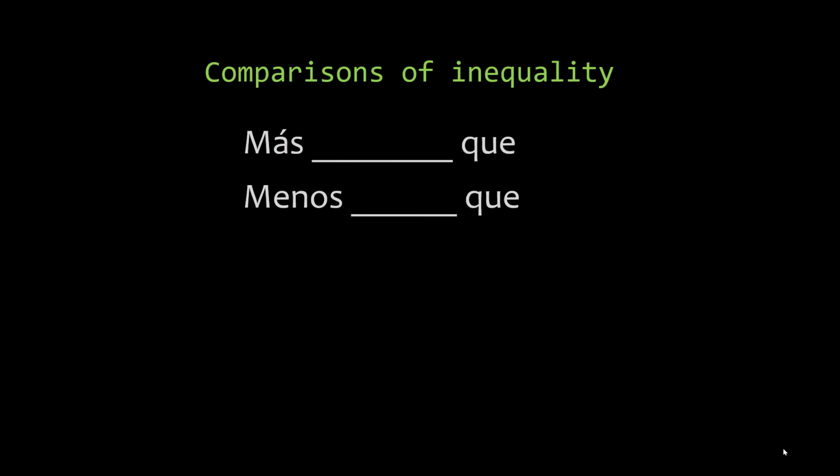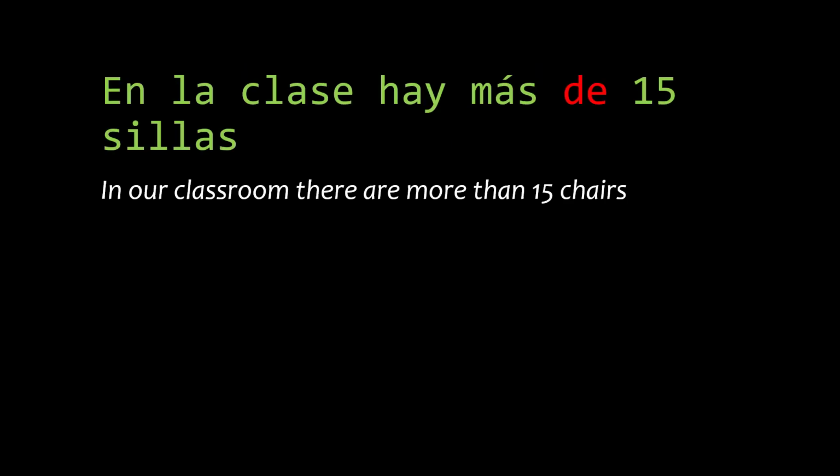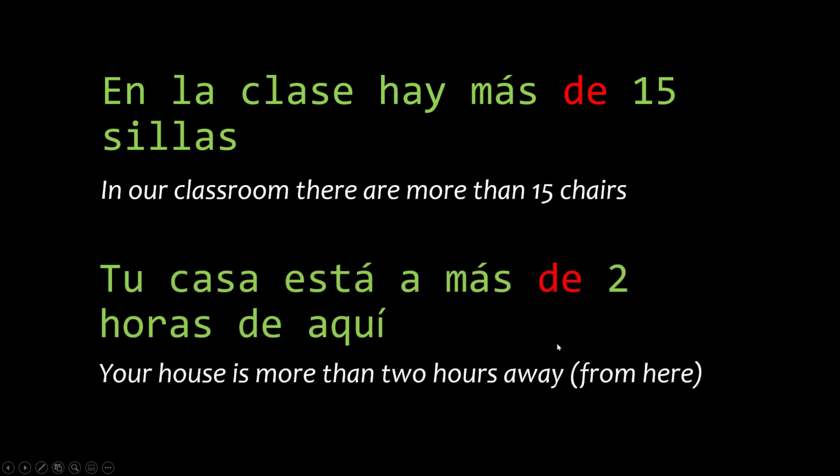We're almost done here, so to summarize, one of the most important things that we learned in this tutorial was más blank que, menos blank que. However, there is one exception where instead of que, you're going to use de. For example, en la clase hay más de 15 sillas. In our classroom, there are more than 15 chairs. Why do we use de here instead of que? Because we're talking about a specific quantity. Another example, tu casa está a más de 2 horas de aquí. Your house is more than 2 hours away from here.